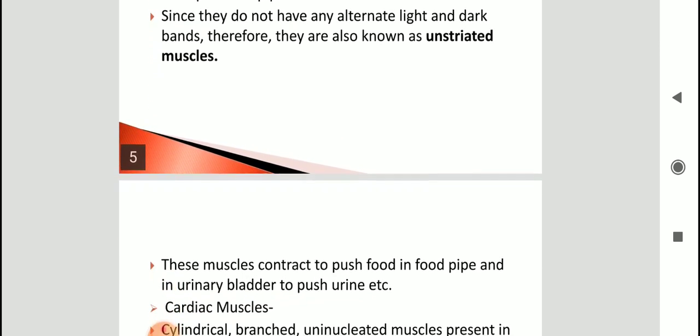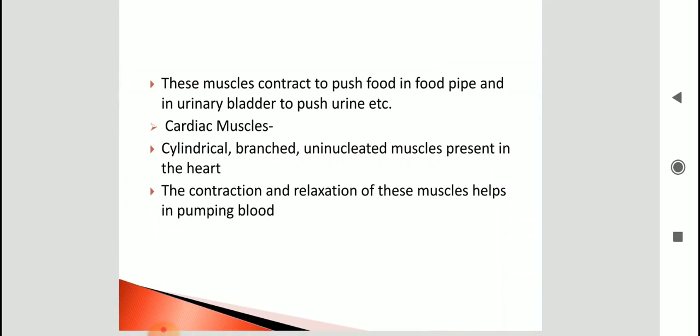Now, where do we find it? Apart from the food pipe, we will find involuntary muscles in the urinary bladder also, and in other internal organs. See, there is a need to push the urine outside, there is a need to push the food from the food pipe into the stomach. So, wherever these activities are there, we will find involuntary muscles. Alright. So, the function is to contract and produce some sort of movement, so that the food can move, the waste material can move.